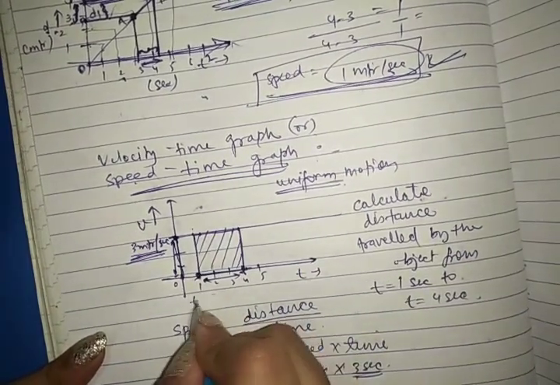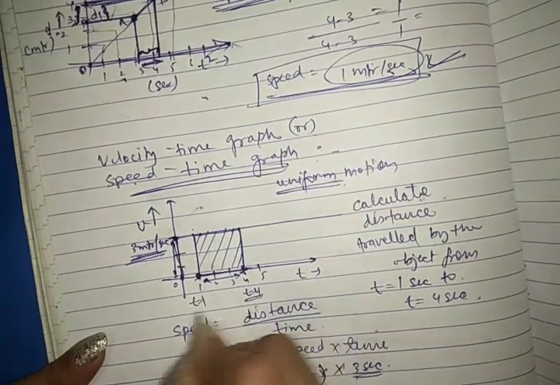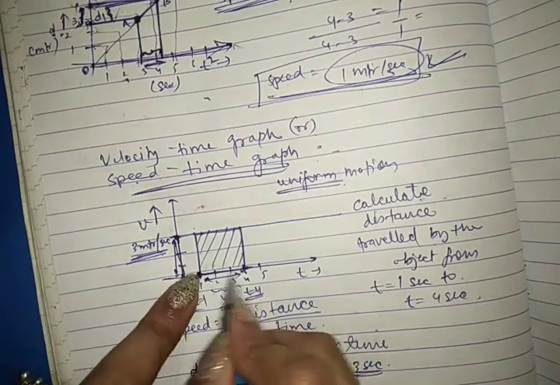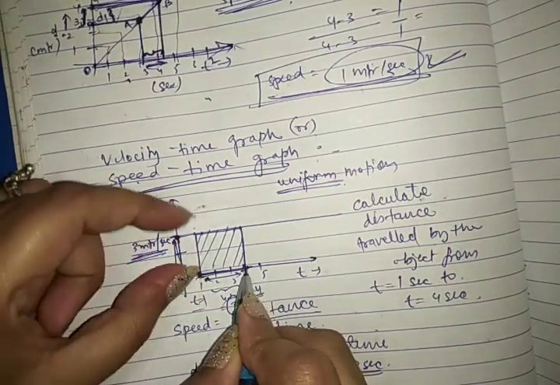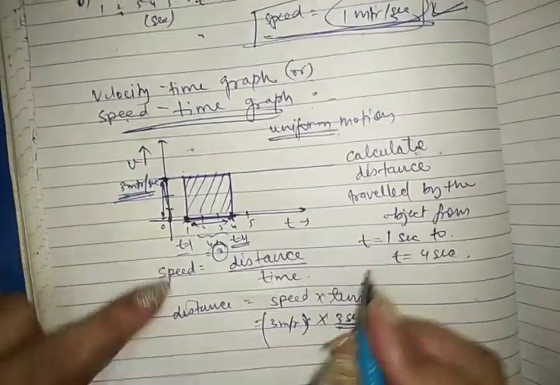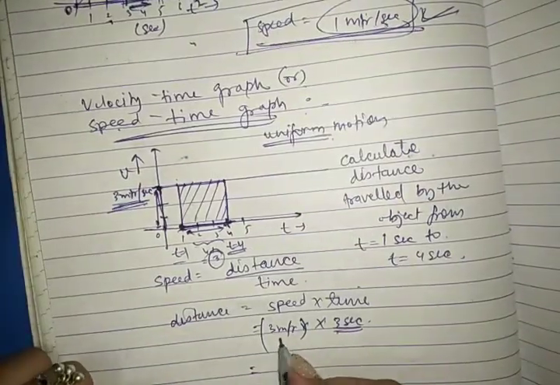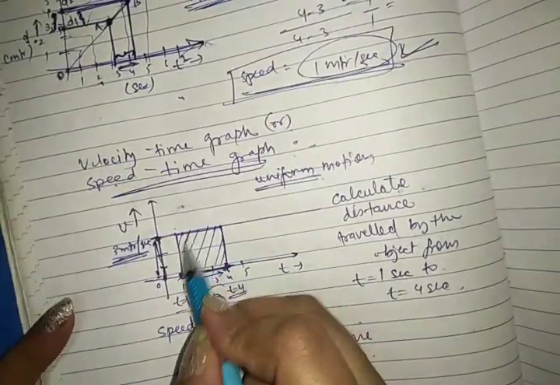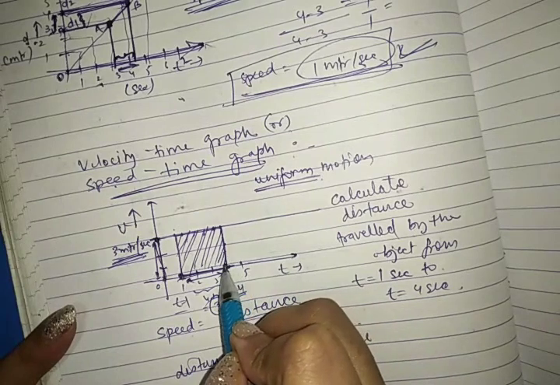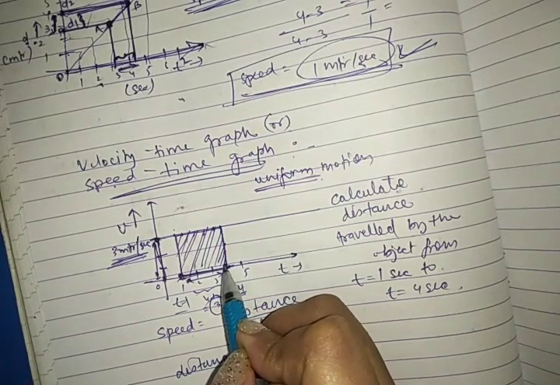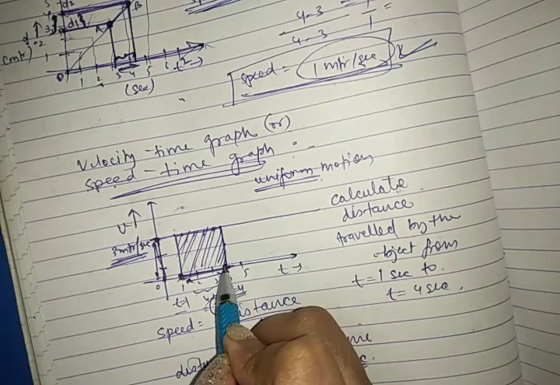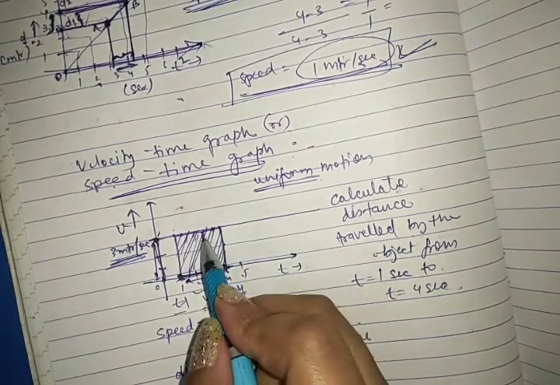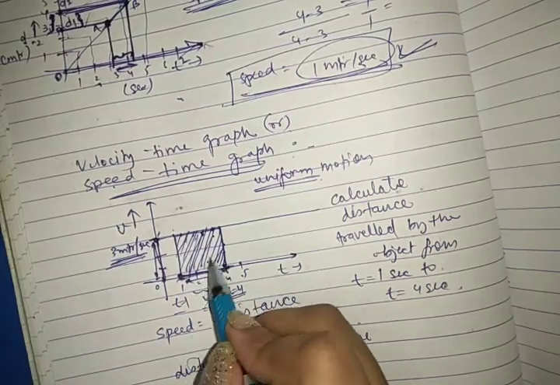Kids, because this is t equal to 1 second and t equal to 4 seconds. So net time will be 4 minus 1. 4 minus 1 will be 3 second. So from here to here, the total time taken is 3 second and the speed is 3 meter per second. So the distance traveled will be 3 into 3, 9 meter. So you can see that by calculating the area of this highlighted region, we will get the distance. So keep in mind that whenever you have to calculate the distance from the velocity time graph, you always calculate the area covered by this graph.